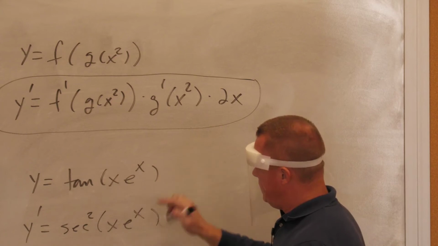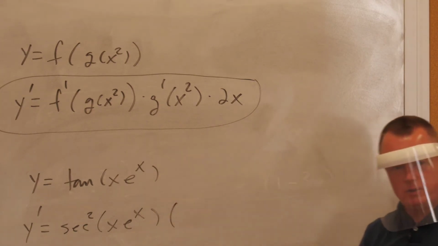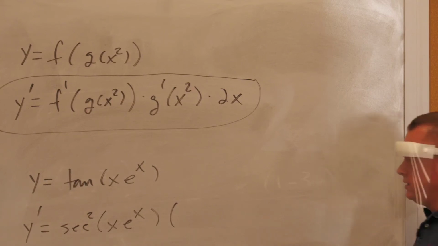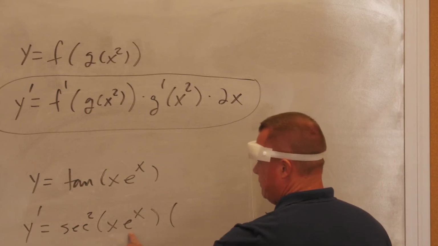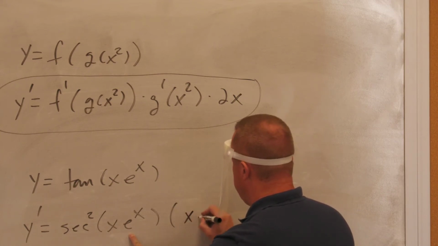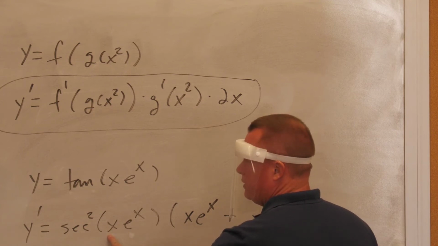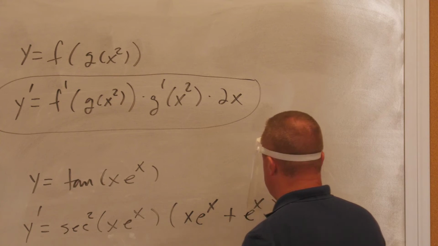So that's the outside. All right, times the inside. The inside is a product, so we need to use the product rule, right? So the first times the derivative of the second, derivative of e to the x is e to the x. So x e to the x plus the second times the derivative of the first, derivative of x is 1, e to the x times 1 is e to the x.